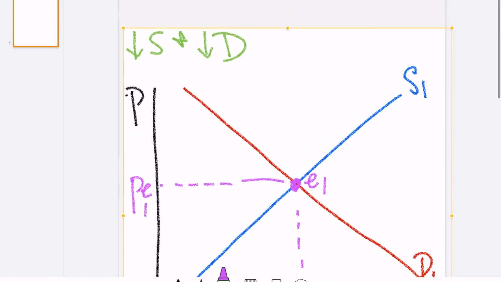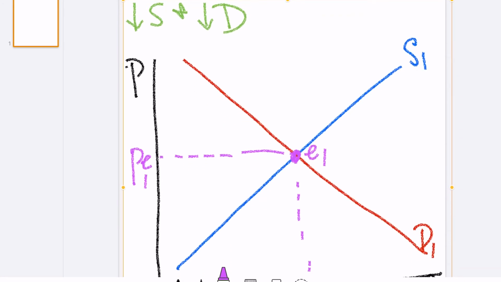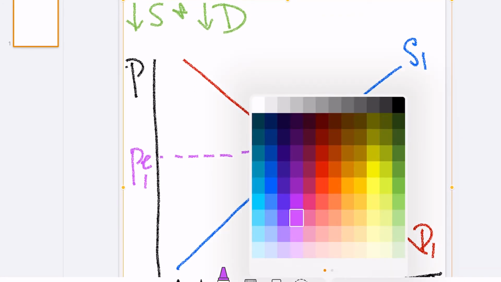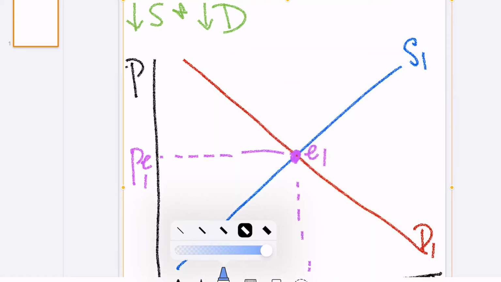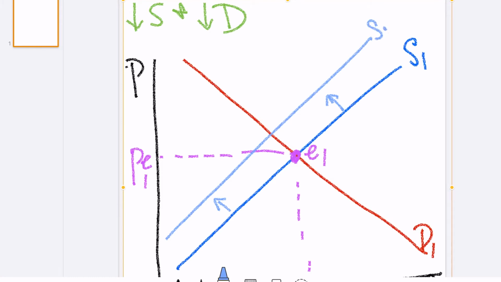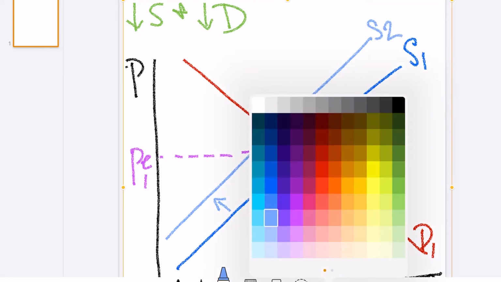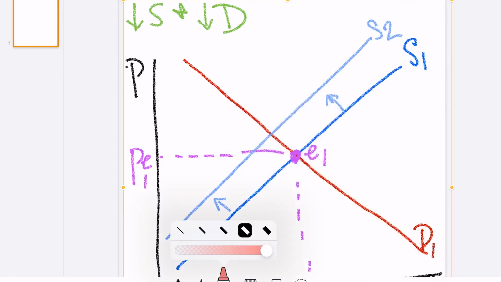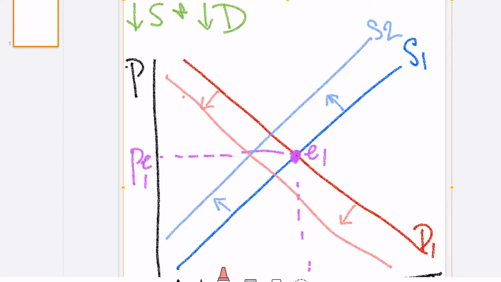And like I said, up here we're doing a decrease in both supply and demand. So I'm going to come back to supply, and I'm going to shift it to the left because all decreases are always a shift to the left. So I'm going to draw my arrows to the left of my S1. I'm going to label it S2. And then I'm going to do the same thing with demand. So I'm going to shift demand to the left. So I'm going to draw arrows to the left of demand. And then I am going to label it D2.